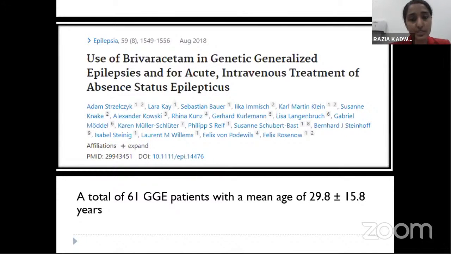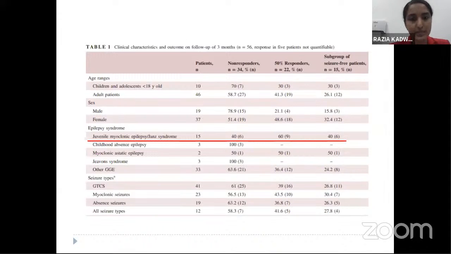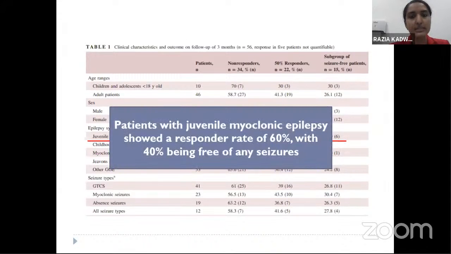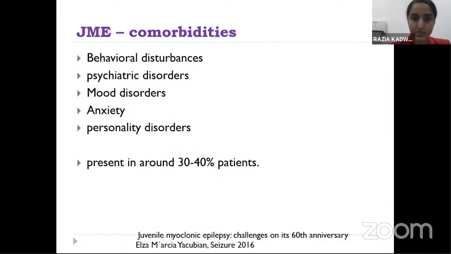Brivaracetam is a newer promising drug. It has been used in many genetic generalized epilepsies, and even in juvenile myoclonic epilepsy, it has been found that the response rate is approximately 60% and 40% of them were completely seizure-free when brivaracetam was used in these patients.